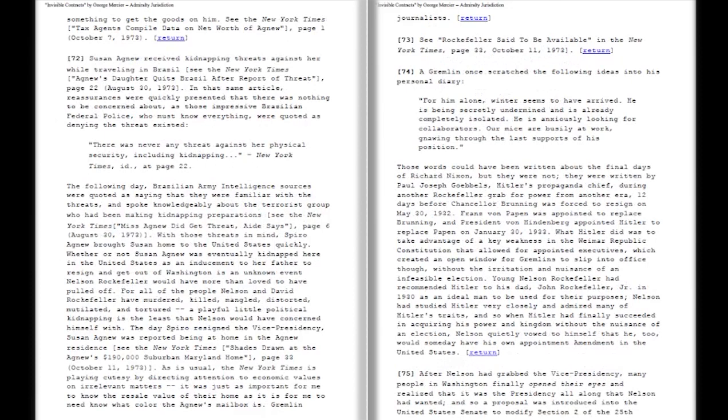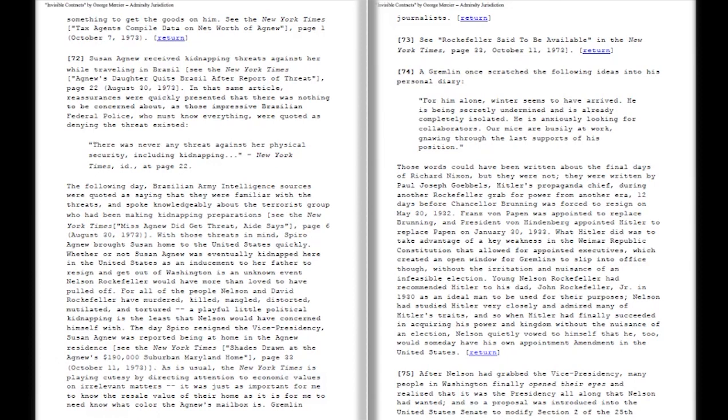Return 71. Subpoenas were issued by the IRS to try and find something to get the goods on him. See the New York Times, Tax agents compile data on net worth of Agnew, page 1, October 7, 1973. Return 72. Susan Agnew received kidnapping threats against her while traveling in Brazil. See the New York Times, Agnew's daughter quits Brazil after report of threat, page 22, August 30, 1973.